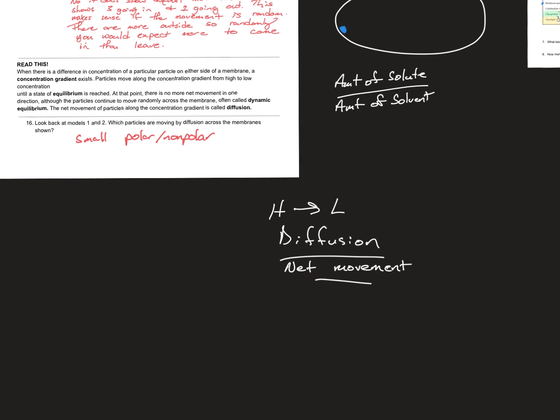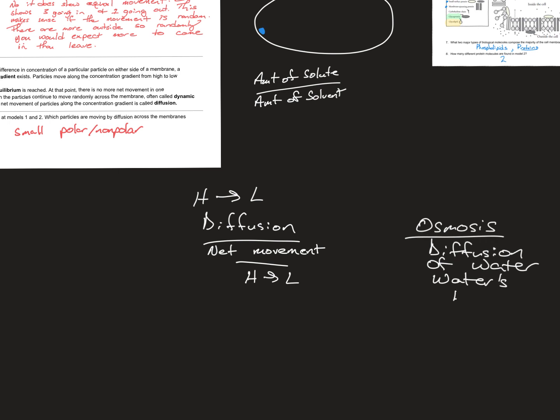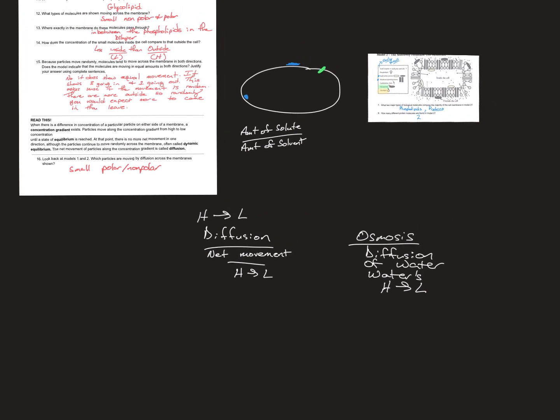Excellent. There is no difference, except that osmosis... the reason I say there's no difference is that's what diffusion is, net movement from high to low, right? But osmosis, no. Osmosis is diffusion of water. So water goes from high to low, going from where water's the highest to where water's the lowest. Is that good? Good question, by the way.